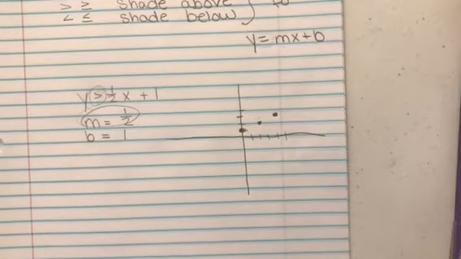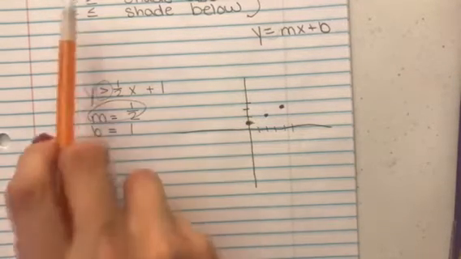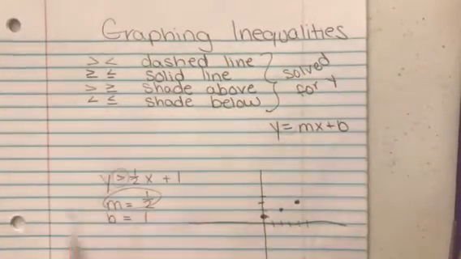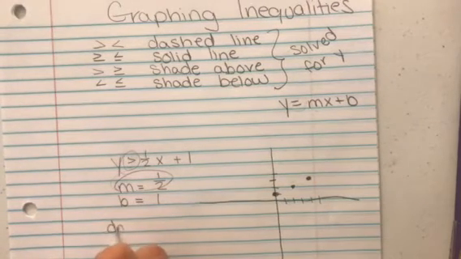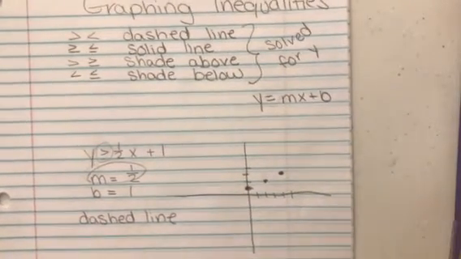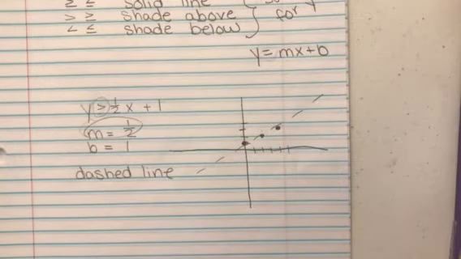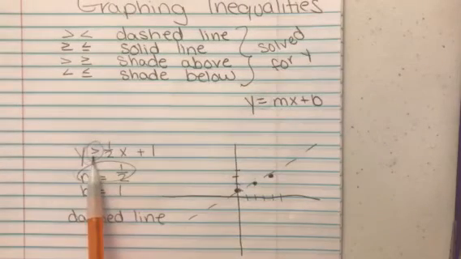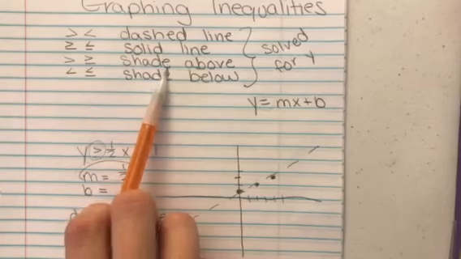Then before we draw the line in, now we need to consider our inequality symbol. So for our inequality symbol, we are now going to look up here at the rules that we have. A greater than symbol is going to tell us that when we graph this, we need to use a dashed line. So I am going to use a dashed line. Then I'm also going to look at this, and this says that my inequality symbol, greater than, tells me to shade above.